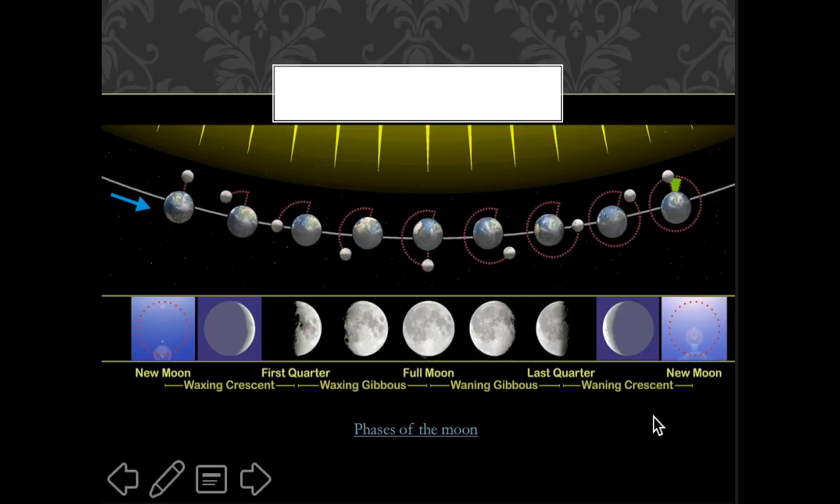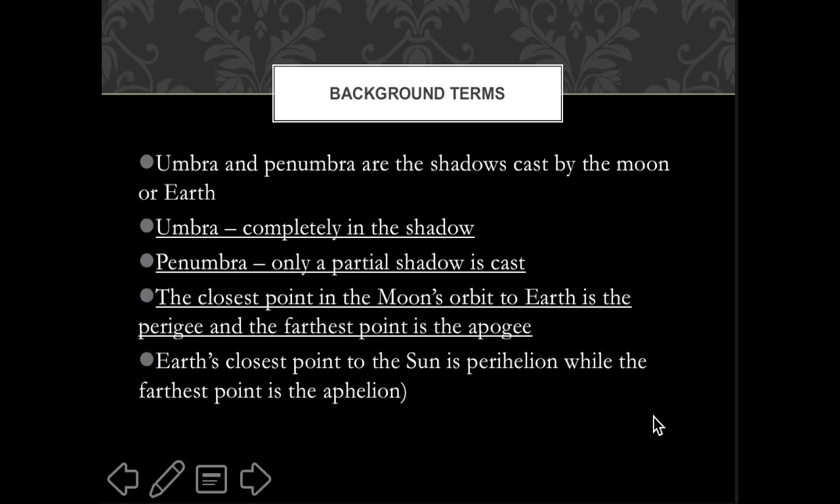So a couple background terms that we need to establish. We have umbra and penumbra, and these are the shadows cast by the moon or cast by the Earth. An umbra is when an object is completely within the shadow, and a penumbra is when there's only a partial shadow being cast. We also have the perigee and apogee. The perigee is the point in the moon's orbit that it's closest to the Earth, and the apogee is the point where the moon is farthest away from the Earth.